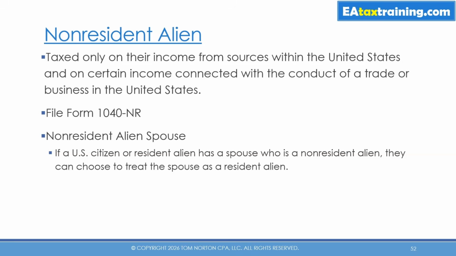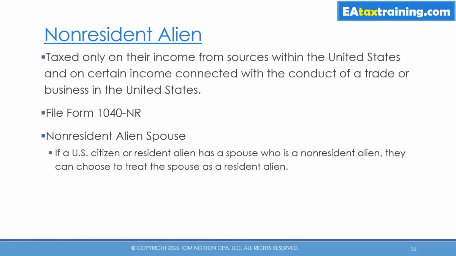If there is a non-resident alien spouse, so this is one of those check boxes that's at the top of the 1040. So if you have a U.S. citizen or resident alien, if they have a spouse who is a non-resident alien, so they don't have their green card, they do not meet the substantial presence test, but they are married to a U.S. citizen or a resident alien, you can choose to treat that non-resident spouse as if they were a resident alien.